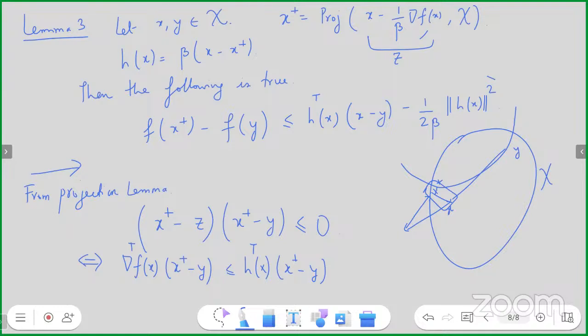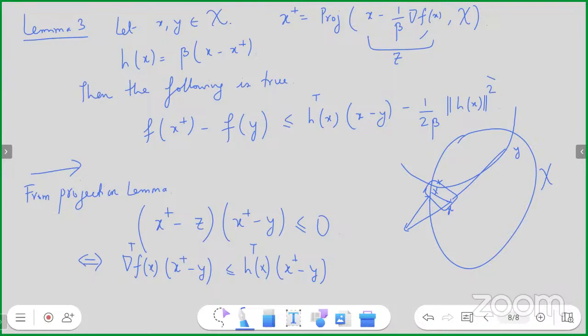You're running too far ahead of me. For the moment, I'm not saying anything. From the projection lemma, this is clear. All I'm doing is pure algebra. There's nothing non-trivial here. I'm just putting the value of z over here and using the definition of h of x. That's all. Nothing else. Is everybody happy with this? Checked. All right, so I have this.